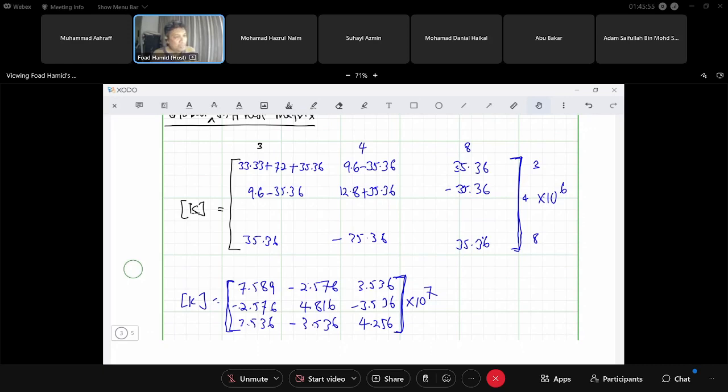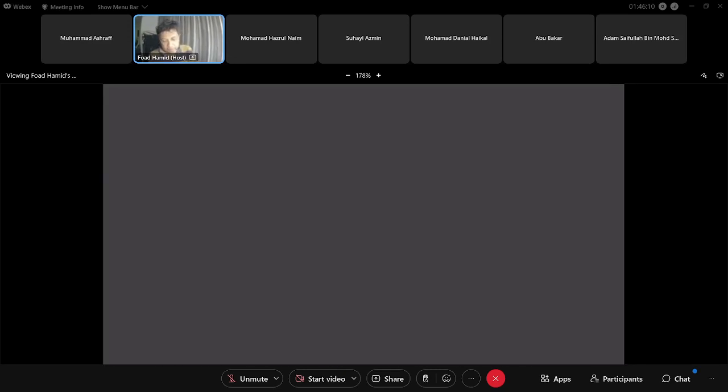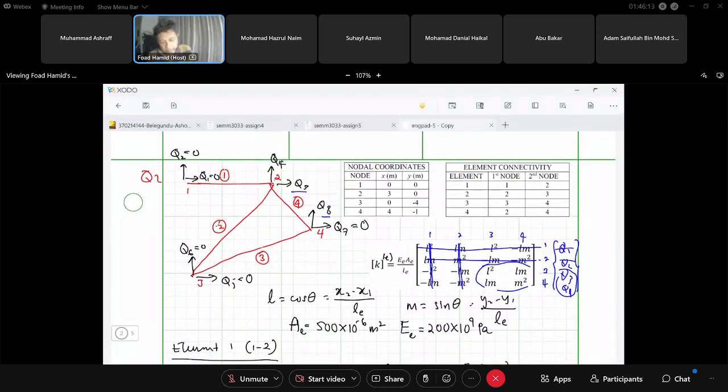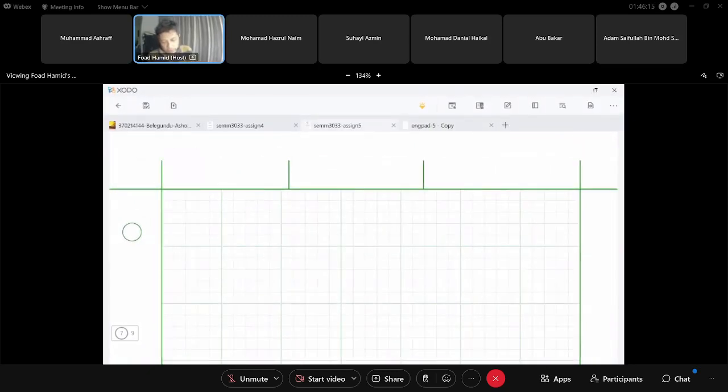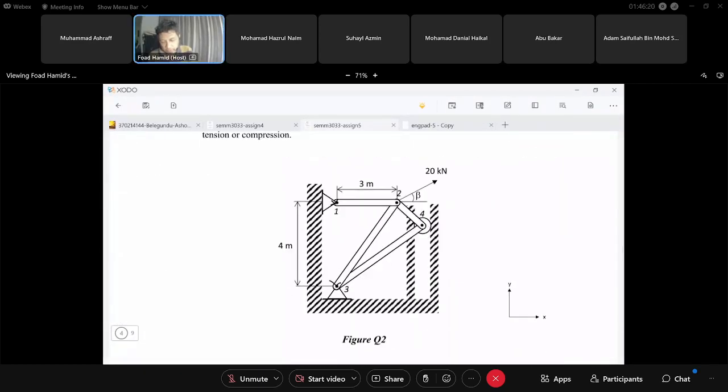Right, so we know it's a 3 by 3 because we have only 3 unknowns. So what about the force vector now? Look at the force vector. So, I don't have the picture here. Where is the question paper? So, okay, so we have only this one, right? At node 2, right? So we have Q3, we have F3 and F4.